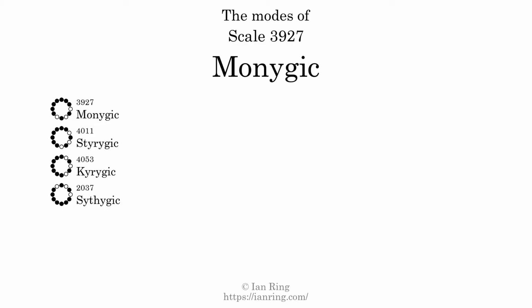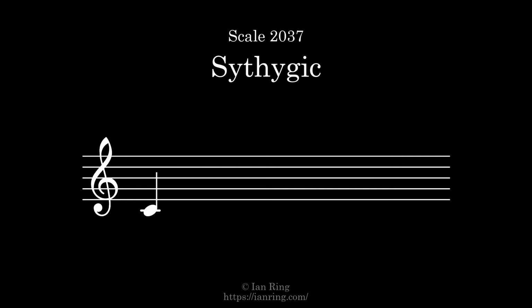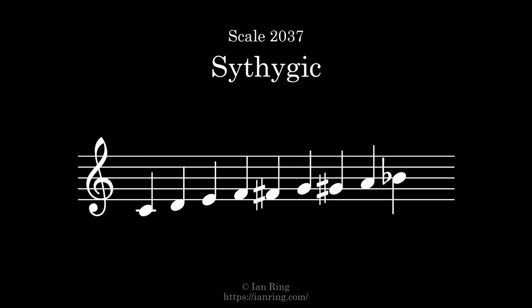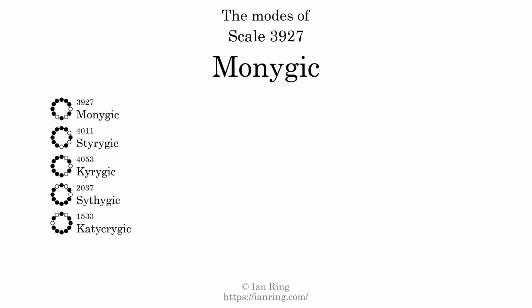The fourth mode is scale 2037, also known as cythagic. It sounds like this. The fifth mode is scale 1533, also known as catacrigic. It sounds like this.